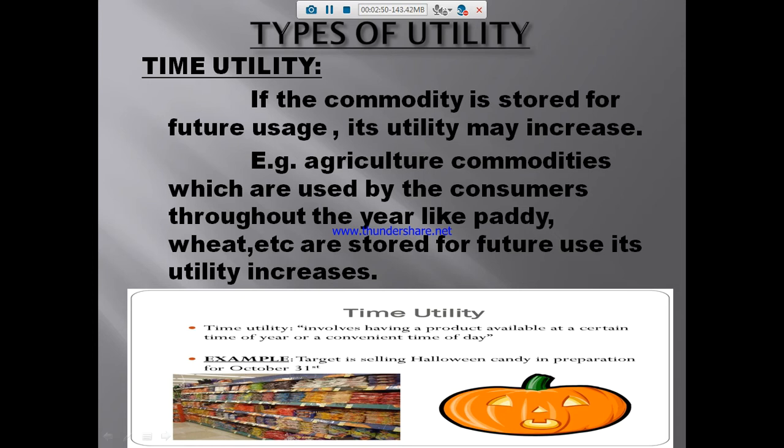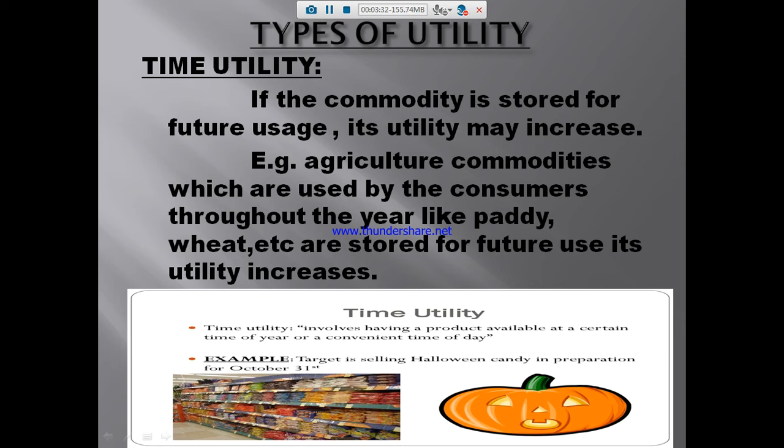And time utility: if the commodity is stored for future usage, its utility may increase. For example, agricultural commodities which are used by the consumer throughout the year, like paddy, wheat, etc. We can also give the example of rice. Rice is produced only in 6 months of the year. After that we store it and consume it for the whole year. So agricultural commodities used throughout the year are stored for future use, and their utility may increase. So these are the 3 types of utility: form utility, place utility and time utility.